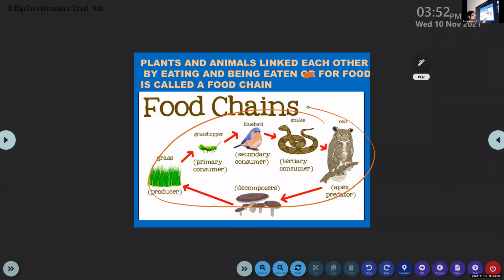Because this is the reason. If there is no plant, grasshopper will not live. If there is no grasshopper, birds will not live because they want to eat some worms and some flies. If they are not there, naturally birds, and fruits also, will not have anything to eat, so they will die.